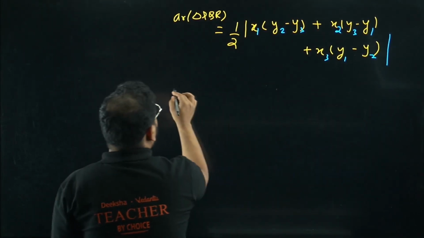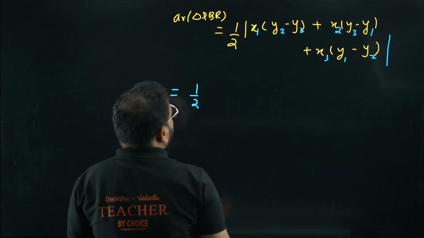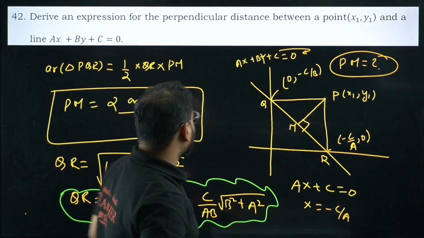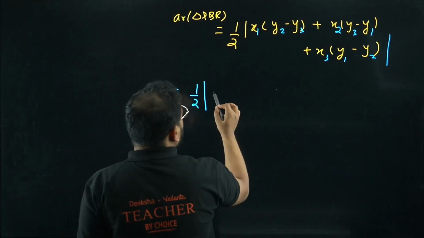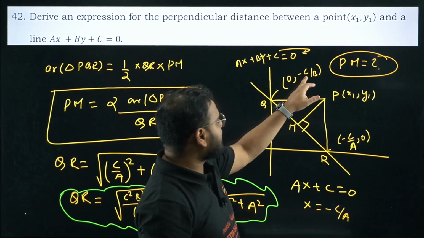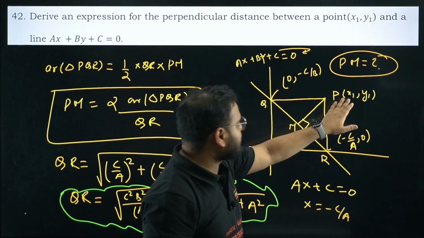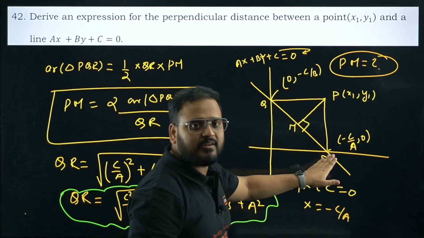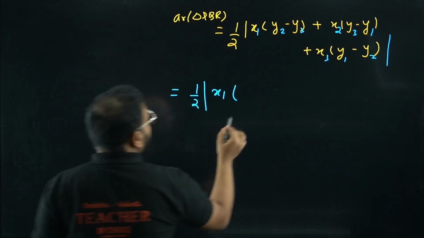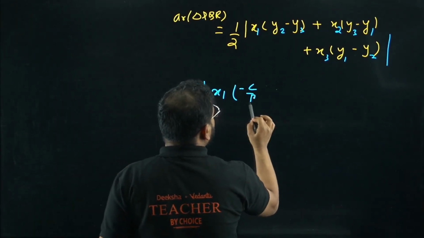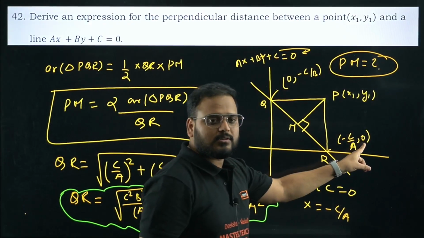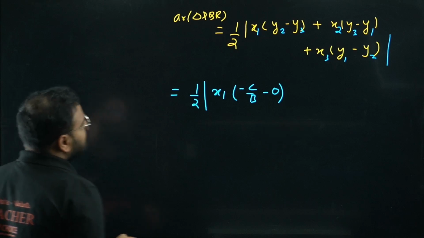So check this out. Keep half outside. How much is X1? This is X1, so write X1 as X1 only for the triangle. What is Y2? What is the Y2 value? Y2 is this value, minus C by B. X1 Y1, X2 Y2, X3 Y3 are the coordinates of the vertices. So we'll have Y2 as minus C by B, and Y3 will be 0. Agreed, right? Y3 is 0. Okay, first part is dealt with.